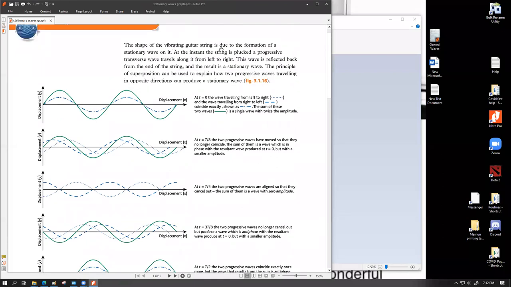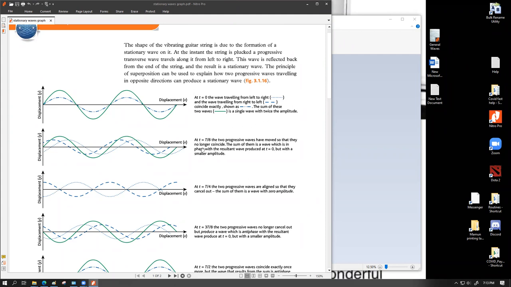The shape of the vibrating guitar string due to a formation of a stationary wave in air. At the instant the string is plucked, a progressive transverse wave travels from left to right. The wave is deflected back from the end of the string, and the result is a stationary wave. The principle of superposition can be used to explain how two progressive waves traveling in opposite directions can produce a stationary wave. Now, see this sequentially.